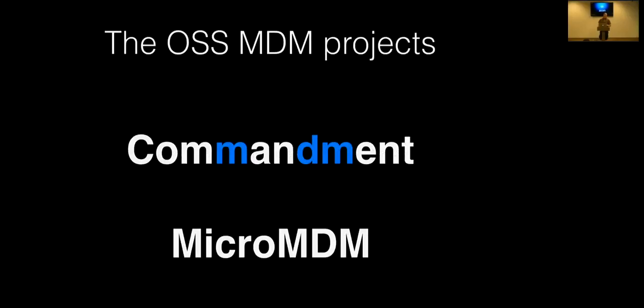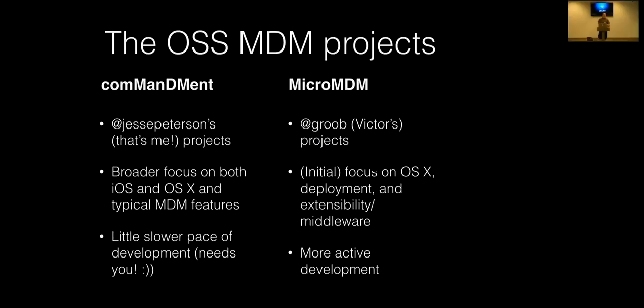So there's two main open source MDM projects. One is mine, Commandment, and the other one is called Micro MDM by Victor. Commandment is mine that I've been working on, and Micro MDM is Victor's. Commandment has a broader focus on both iOS and OS X and typical MDM features. Micro MDM has an initial focus, at least, on OS X deployment and extensibility, middleware, APIs, stuff like that.